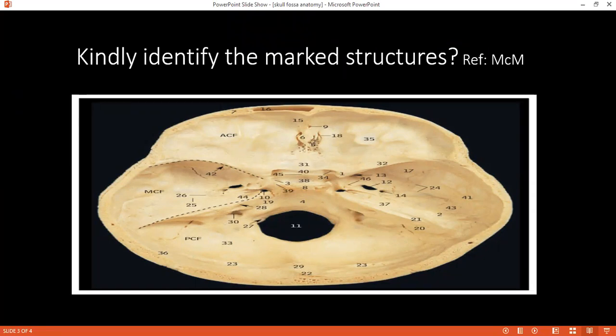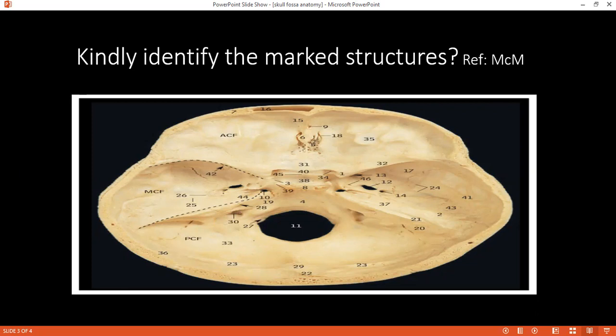Okay. Can you please tell me, if we come back to this part, you said it's the posterior cranial fossa. Can you please identify what is number 30, please? It is the jugular foramen. Okay. What else passes through it?